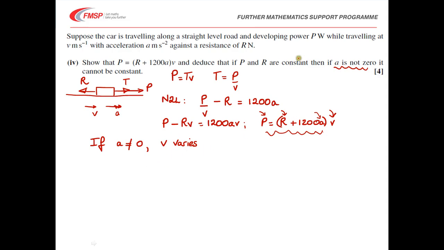Okay, so allocating a couple of marks there, you get a B1 mark for the expression for the tractive force. Another B1 mark for using Newton's second law in here, an E1 mark for showing the result that they'd asked for, and a nice E1 mark for explaining that if a is non-zero, v must vary, hence both v and a must vary.